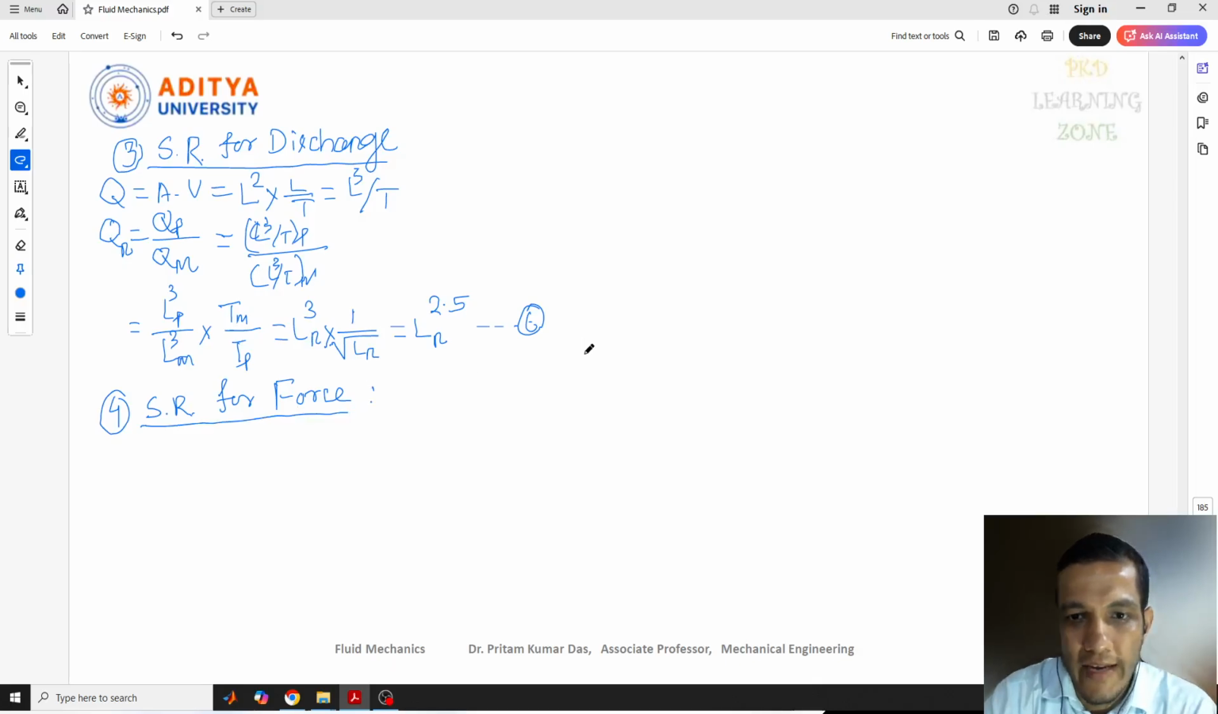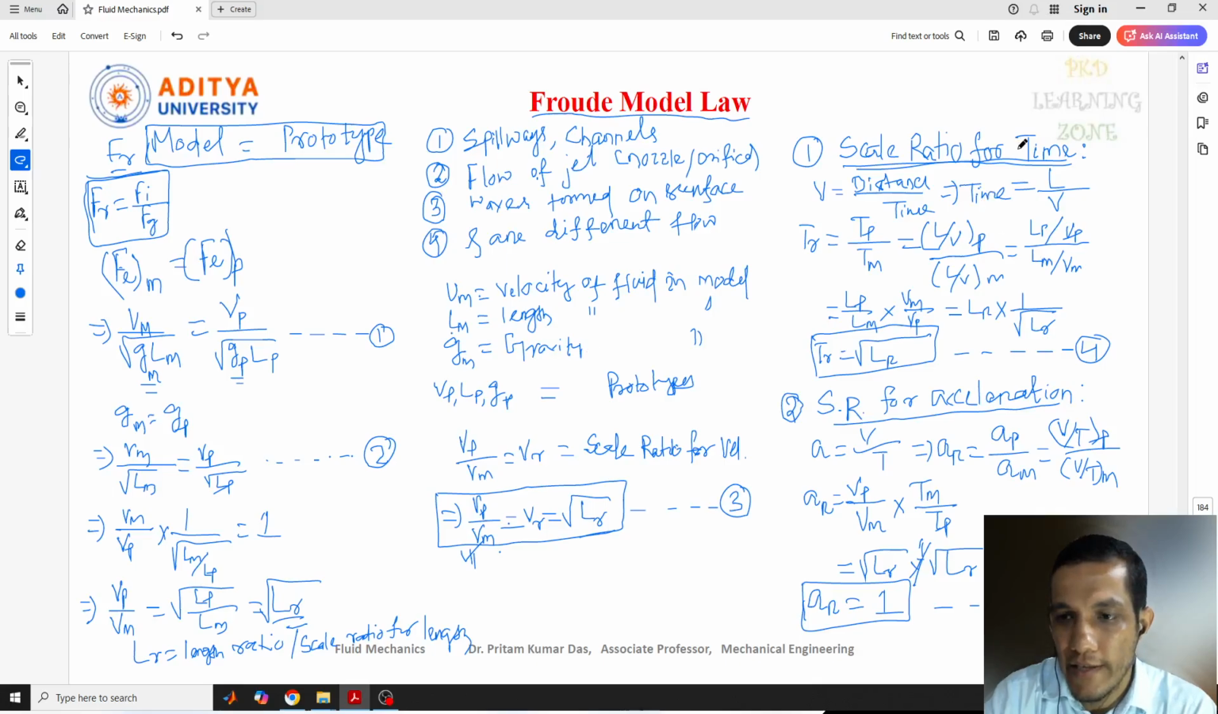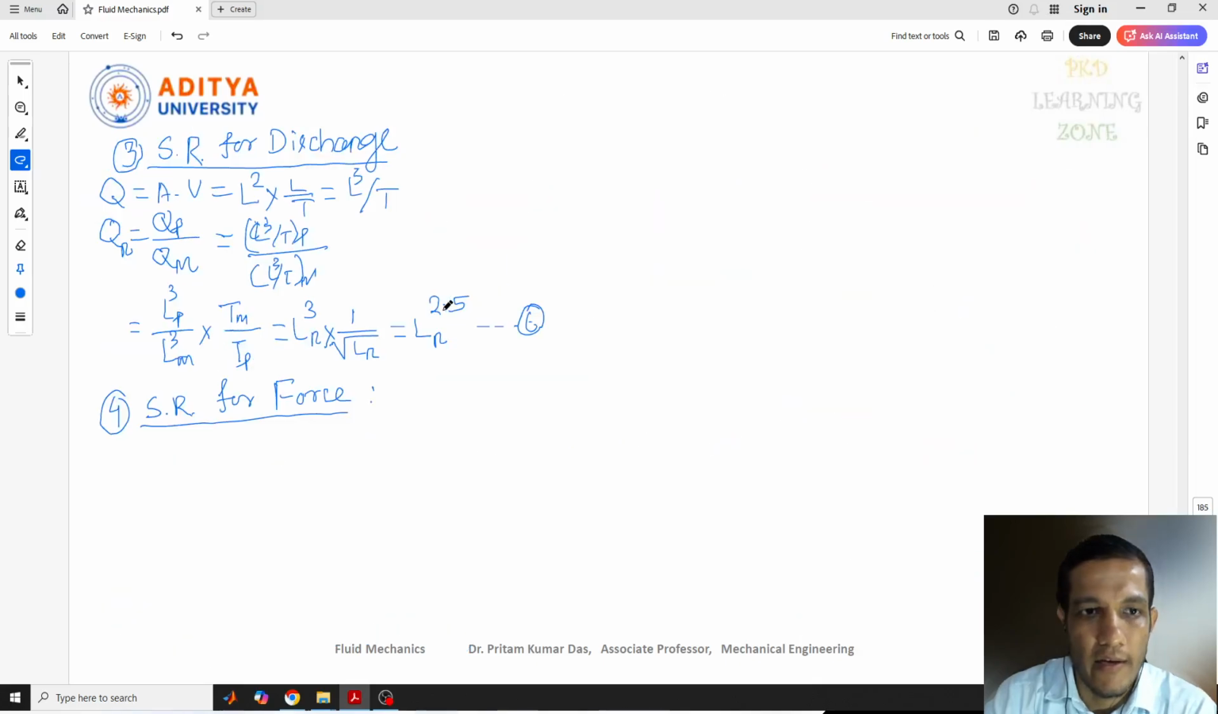See why I have taken these properties. See time, this is the basic one, the fundamental one. Scale ratio for the time, this is the fundamental dimension. And next is the scale ratio for the acceleration. This is coming under kinematic similarity. And now in the next one we are discussing about the discharge and force. So this force is coming under dynamic similarity. Every aspect we will discuss one by one, so you can understand.